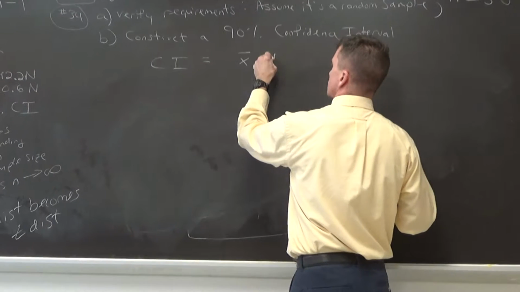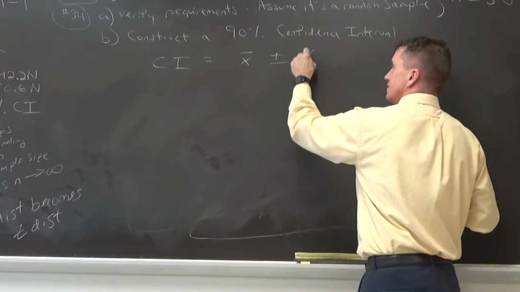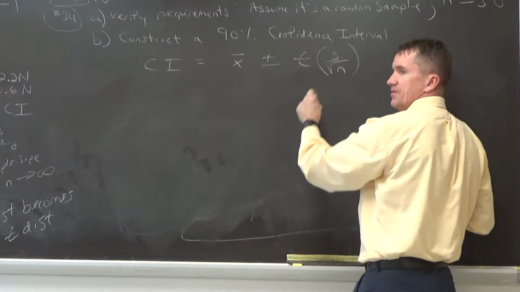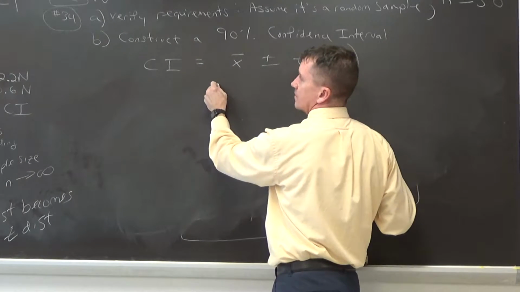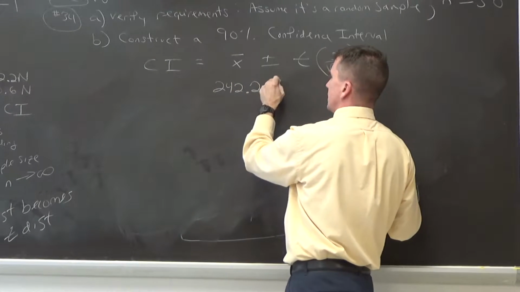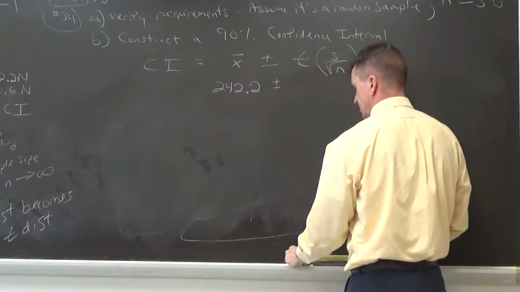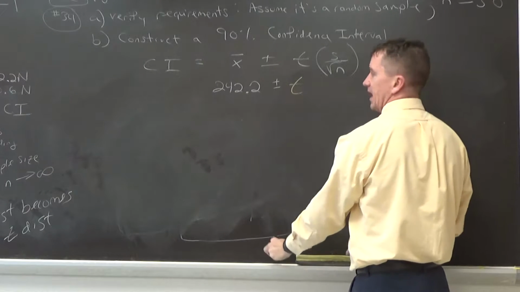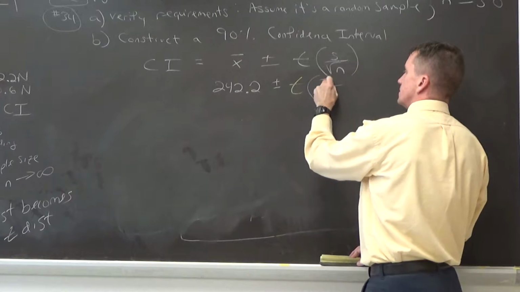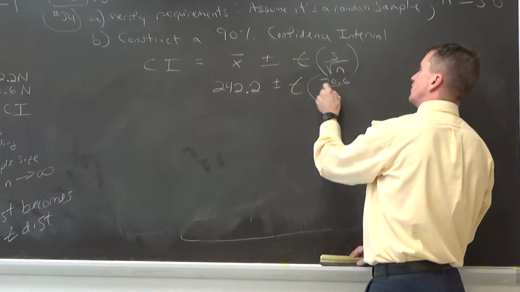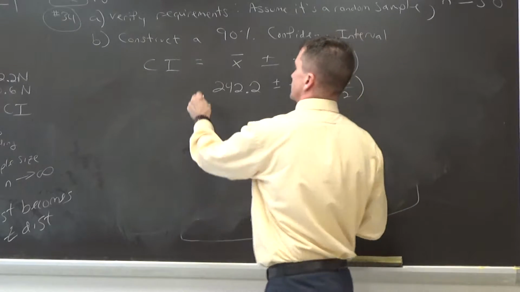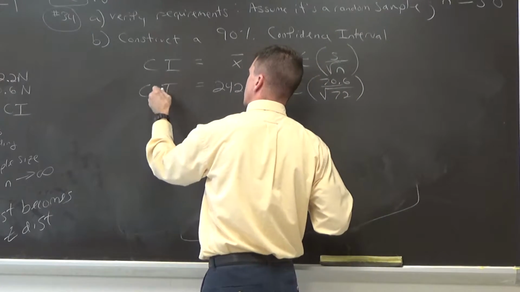X bar plus or minus, not Z, but t, s over the square root of n. All right, let's start filling things in. What's that number? 242.2. Come on. You're good. Just fill in the numbers. We'll come back to the t, everyone. I'll put it in yellow. I'll highlight it. We'll do that last. What's the s? 70.6. Square root of, what's the sample size? 72. And when we are almost done with this confidence interval, we'll crank it out on a calculator.